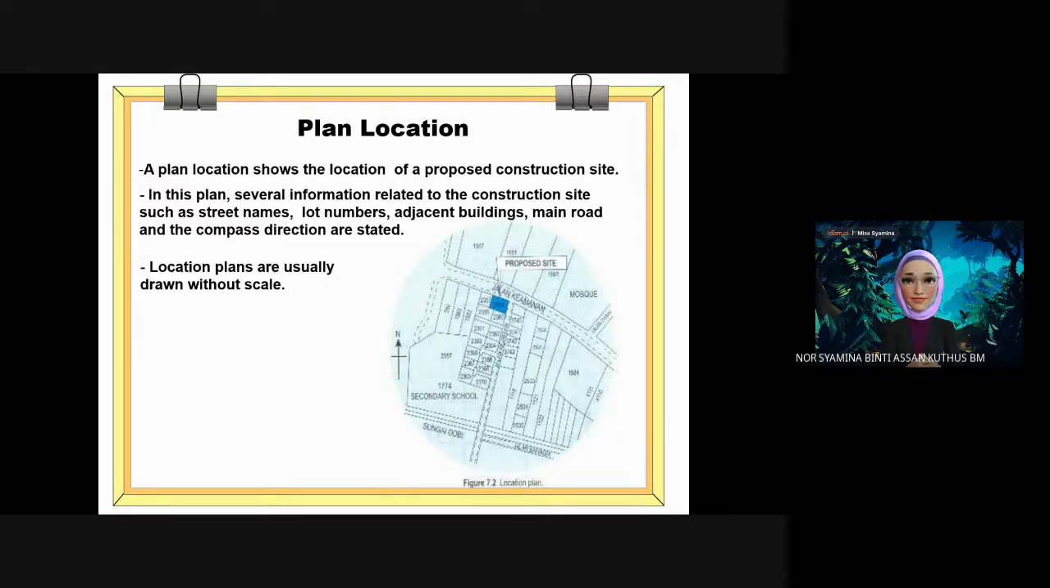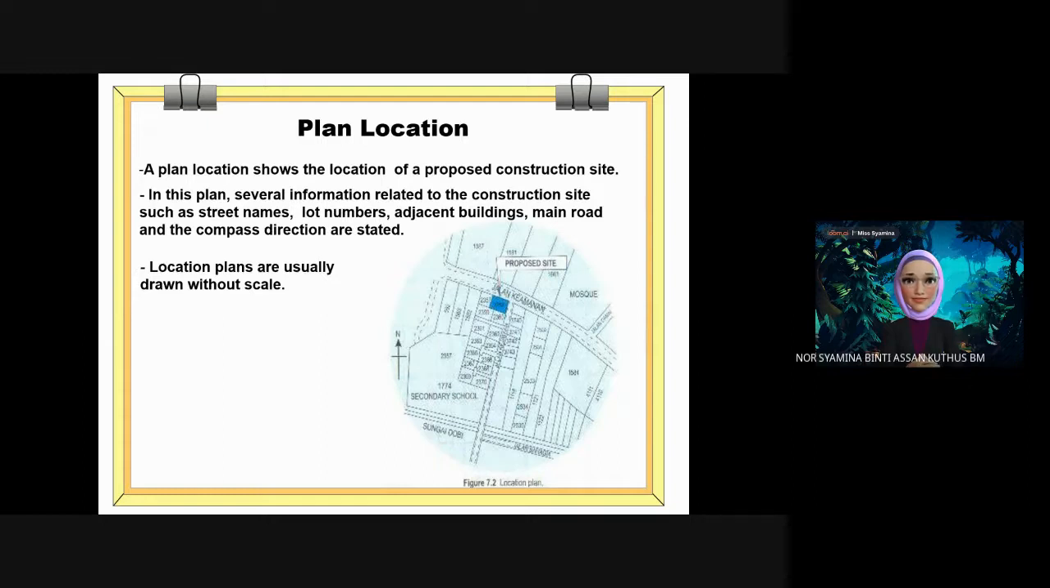client or to your supervisor or to your site supervisor, you can use this particular plan location, which will actually show you the construction site in details such as the street names, the lot numbers, what are the buildings which are nearer to that proposed construction site, the roads, and also the compass direction. If you look at the picture given, it actually looks like a map kan, tetapi dia adalah lebih detail in terms of the road and what kind of buildings that are nearer to your construction site.